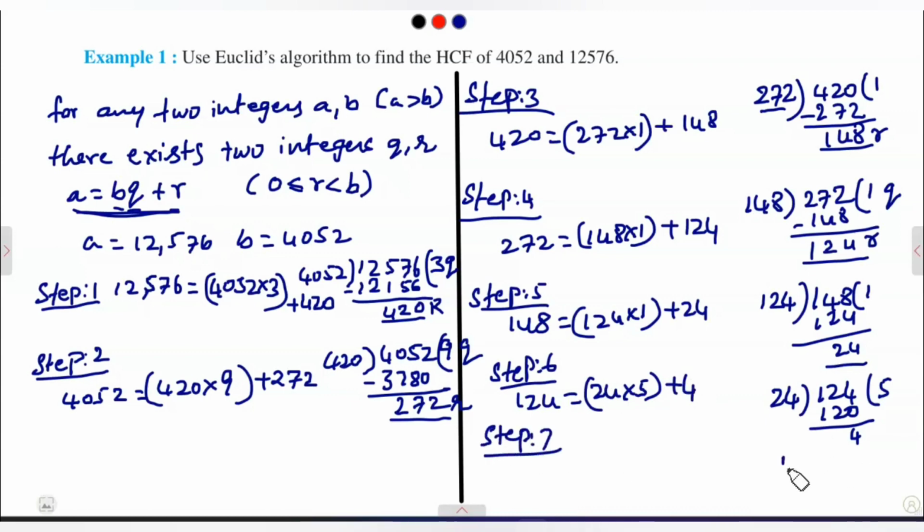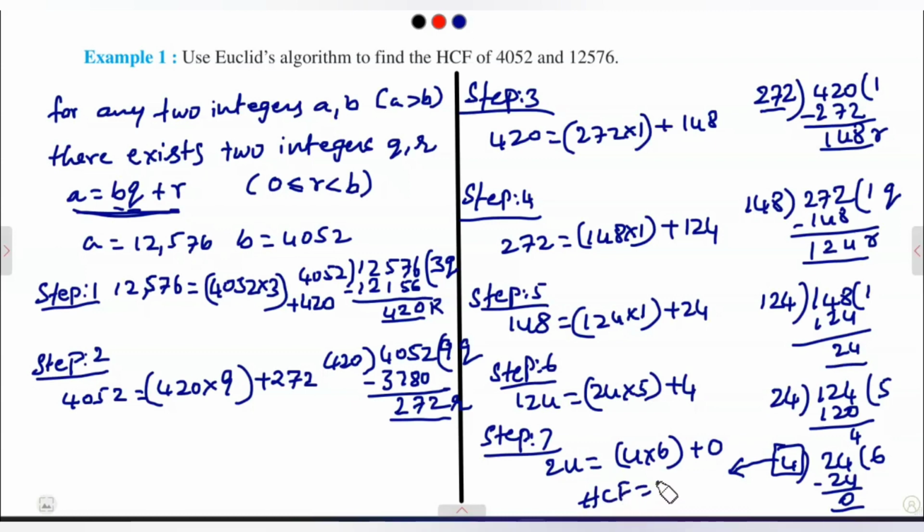One more step, step 7. Let's continue the division. 4 is the divisor now, 24 is the dividend. Exactly, 4 sixes are 24. So now you are getting the remainder 0. You can stop the division at this point and write the last step as 24 is equal to 4 times 6 plus 0. Whenever you get 0 as remainder, you can take the divisor at this stage as the HCF. So our HCF is 4.